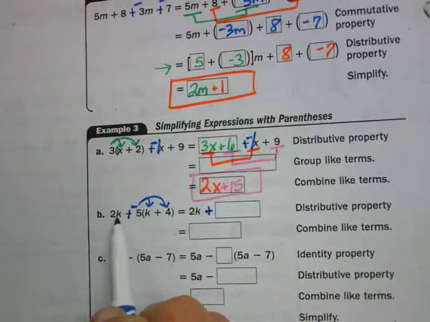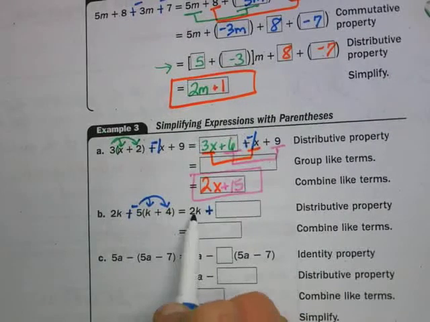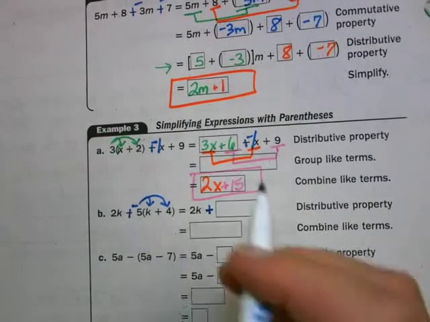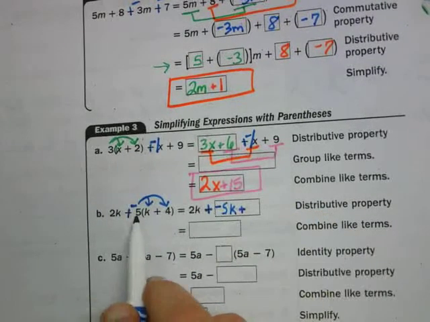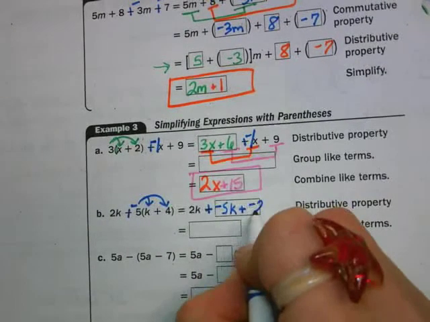The 2k is not being distributed, is it? So it just gets rewritten. Negative 5 times k is a negative 5k plus sign, and now distribute. Negative 5 times 4 is negative 20.